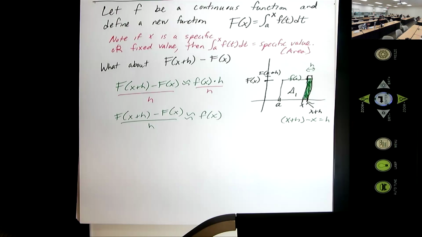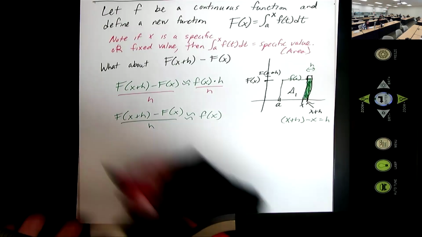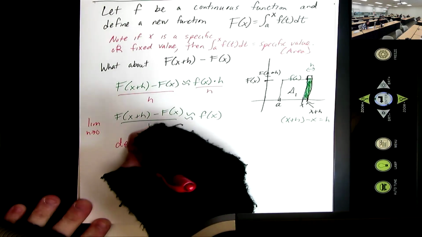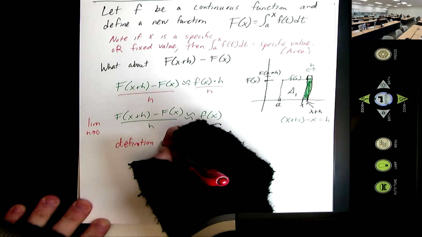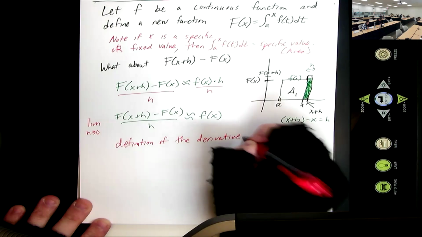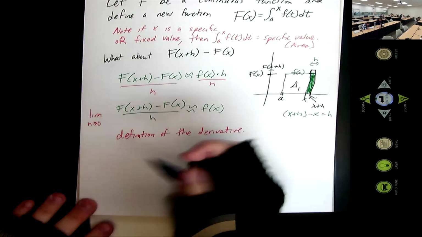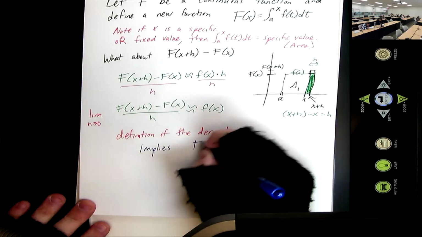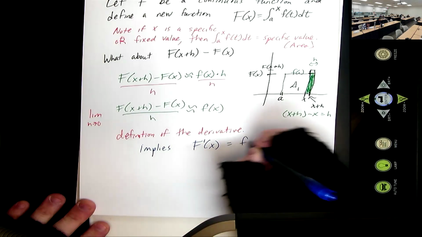What do you mean by limit? It's not the definition of a limit. It's the definition of something though. It's the definition of the derivative. If we slapped on a limit as h goes to 0, well, now we've got the definition of the derivative. So this implies that the derivative of big F is little f.